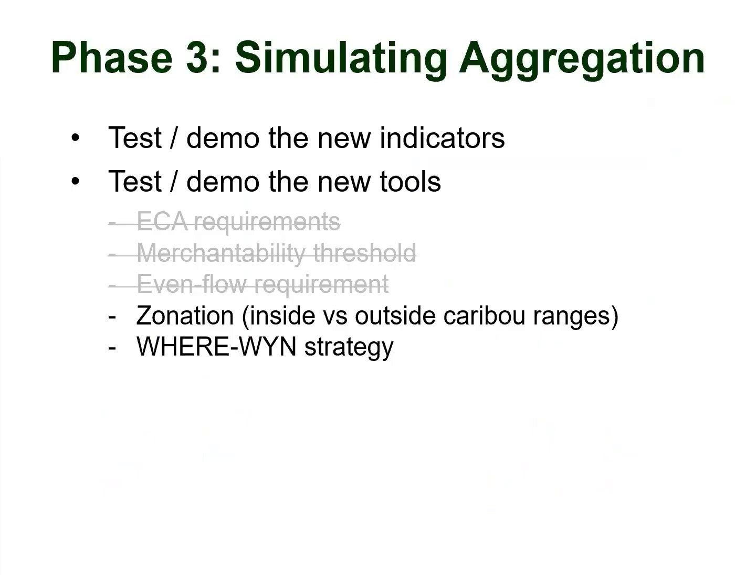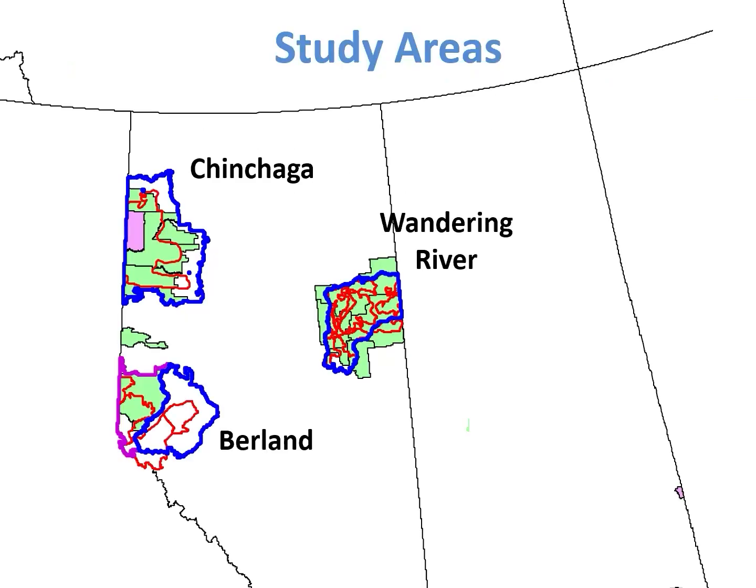So the third and last part of it was simulating this. We did this using Patchworks, which is a scenario planning tool, probably one, if not the most popular one in Alberta and probably Canada, and worked directly with Tom Moore, who was the architect of Patchworks. So I'm going to show you the new indicators and the new tools, and we're going to do some testing.